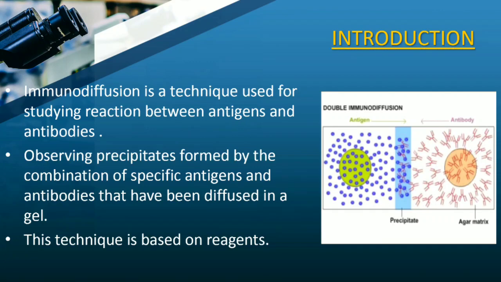Introduction. Immunodiffusion technique is basically used for studying the reaction between antigen and antibody. It is also used for observing the precipitate formed by the combination of specific antigen and antibody that have diffused in a gel. This technique is based on reagents.